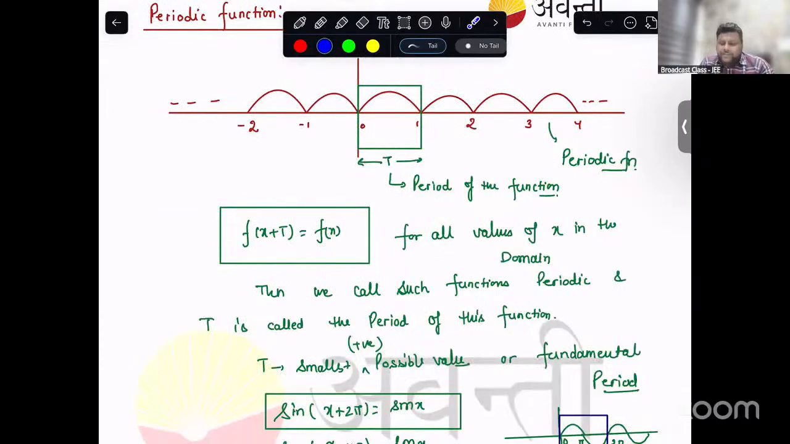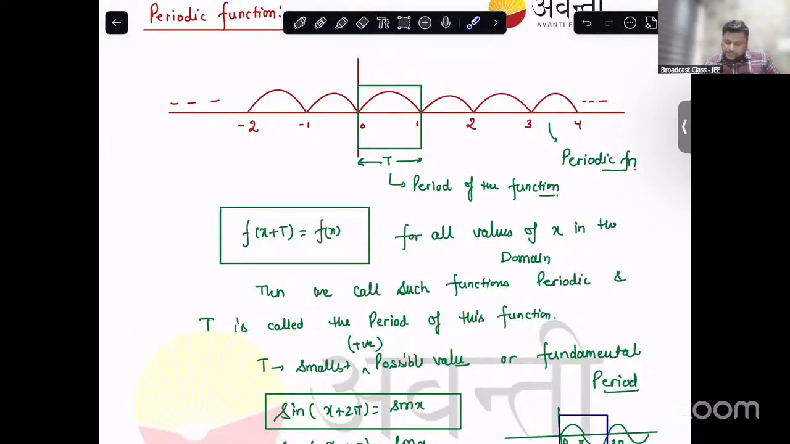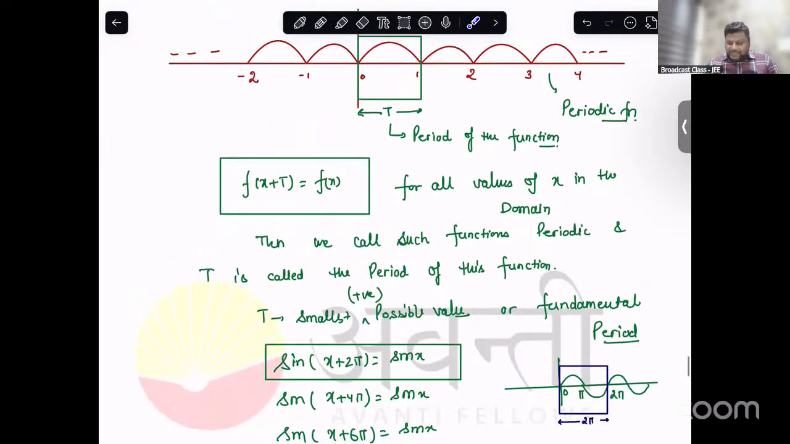So today we have done periodic functions. Functions which satisfy this kind of criteria for their entire domain are called periodic functions. Here T is called the fundamental period and this should be the smallest value. Period should be the smallest value. Am I clear?